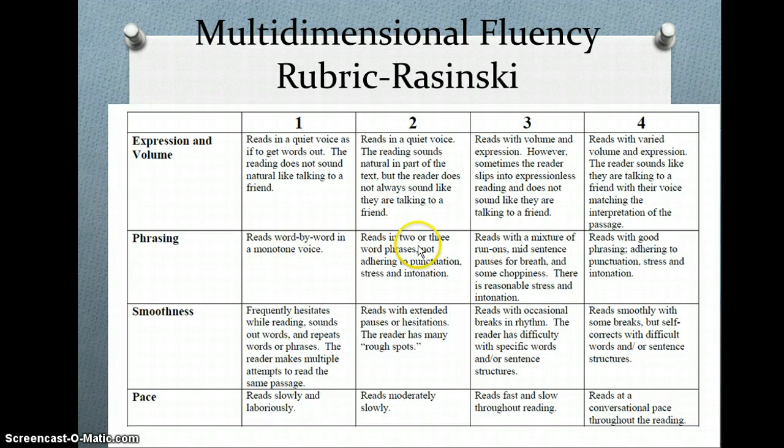Here, phrasing: word by word, 2 or 3 words, mixture of run-ons and sentences, a little choppy, and then here's good phrasing, which isn't very numeric or quantifiable, so it is a little bit subjective as to what good phrasing might be, which could be a limitation of this. Here we have smoothness: frequently hesitates while reading, sounds out words, repeats words or phrases, reads with extended pauses or hesitations, reads with occasional breaks in rhythm, reads smoothly with some breaks but self-corrects with difficult words and or sentence structures.